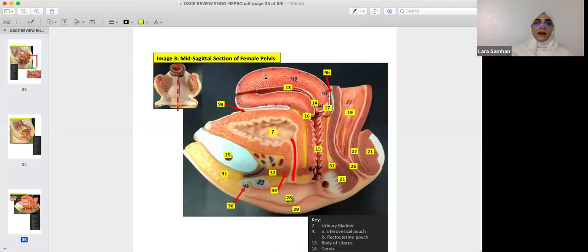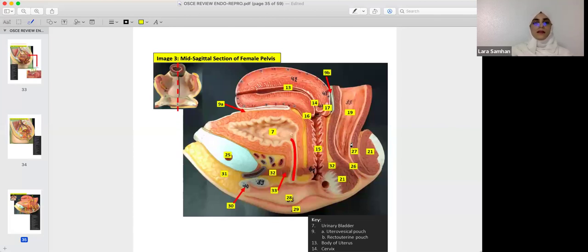Okay, perfect. So looking at this again, we should orient ourselves. As we said, anything whitish in color is most probably either a cartilage or a bone. So as you can see, this is the pubic symphysis. Now we know that this is the anterior part and this is the posterior part. We can see three things in here: the urinary bladder, the uterus, and the colon or the rectum, and the anus at the end.